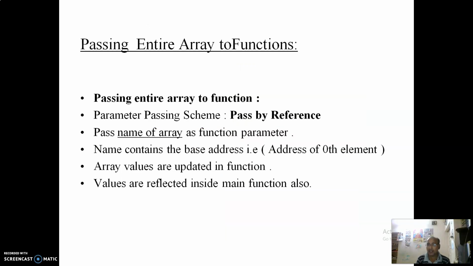Suppose, for example, I can pass the entire array. When you are passing the entire array, it is parameter passing by reference, passing the name of the array as a function parameter. The name contains the base address. The base address means the address of the 0th element. Array values are updated in the function, and the values are reflected inside the main function also.